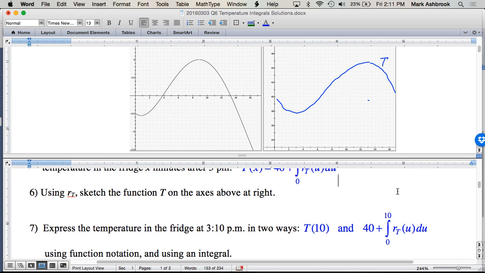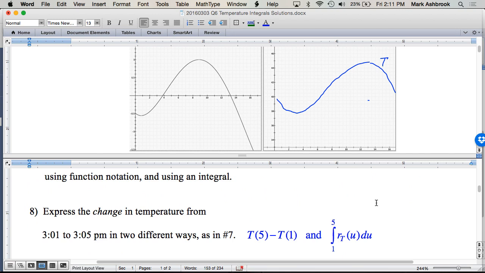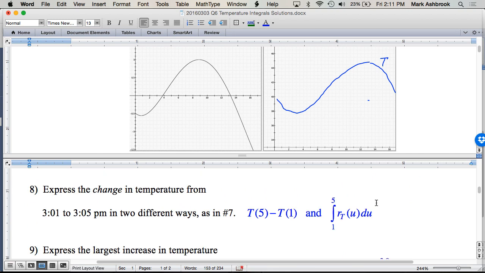Okay, and then now change. What about the change in temperature from 301 to 305? So using function notation to write a change, you can do the final value of the quantity minus the initial value of the quantity, or T5 minus T1.